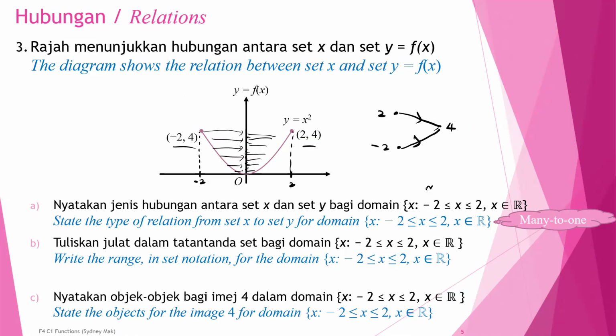Okay? Now write the range in set notation for the domain. Okay, we need to write the range. Range means all the images, the collection of images, in set notation for the domain given. So how should I write? It says set notation.